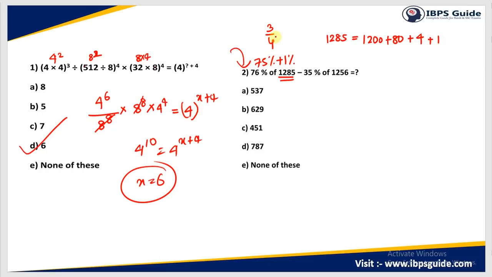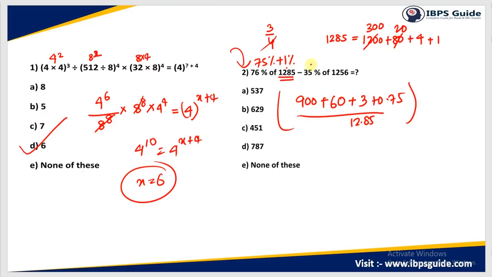So if I divide this by 4, this will become 300. 300 multiplied by 3 is 900. Like this you can easily get a good number. Now this is 80. 80 divided by 4 is 20. So 20 multiplied by 3 is 60, plus 4 divided by 4 is 1. 1 multiplied by 3 will be 3, and 1 divided by 4 is 0.25, multiplied by 3 is 0.75. So exactly we have got this 75%, and 1% will be 12.85. So this is the total answer that I will get.